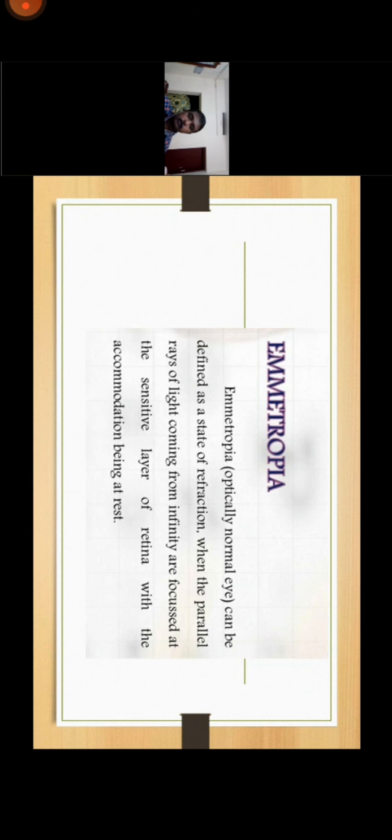Then ametropia means not normal. It is a condition of a different state of refraction when the parallel rays of light coming from infinity are focused either in front of or behind the sensitive layer of the retina.